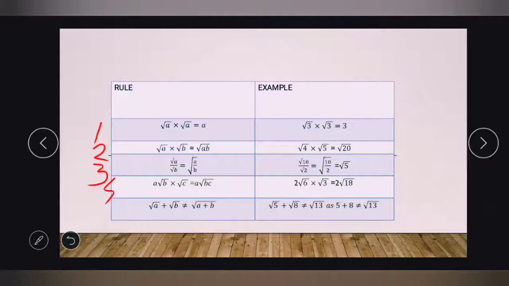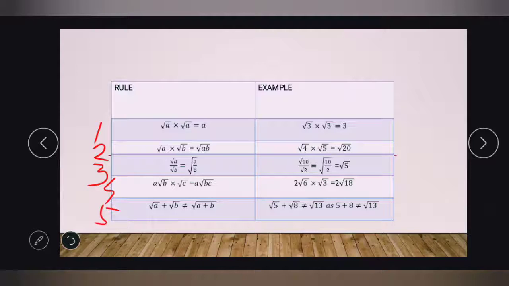Fourth point: a the square root of b times the square root of c equals a the square root of bc. Example, 2 the square root of 6 times the square root of 3 equals 2 the square root of 18.